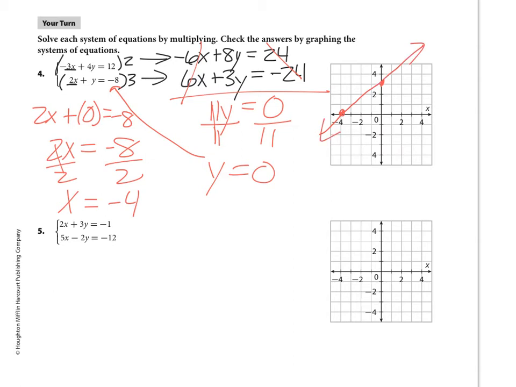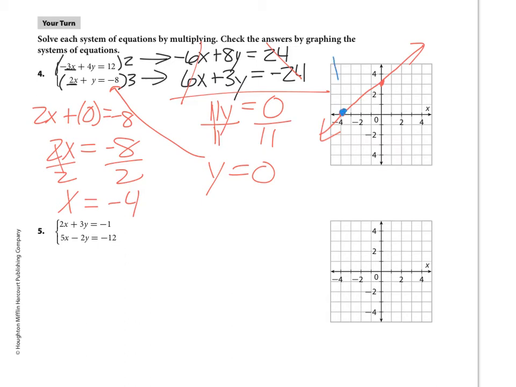Second equation, get rid of my x, y is negative 8. So I go down, now I have an issue with negative 8. Why? Because it doesn't show up on the graph. Well, let's go ahead and see if we can get the x-intercept. Divide by 2, I get negative 4. Well, negative 4 works. Lo and behold, it's the same point as I had on the other one.